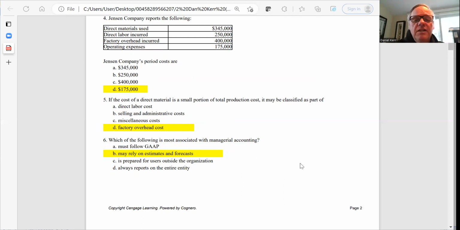Number 6, which of the following is associated with managerial accounting? A, C, and D are all closely affiliated with financial accounting. It is in managerial accounting that we use a lot of estimates, for instance, when we come up with an overhead rate. So the answer there is B.